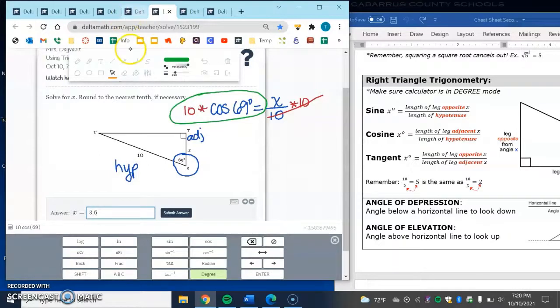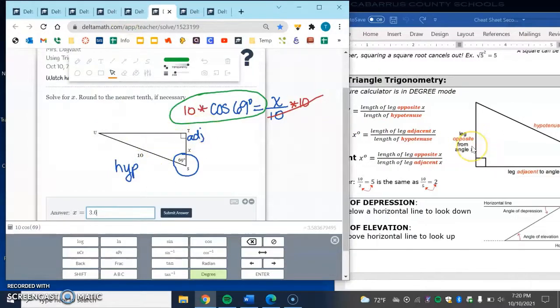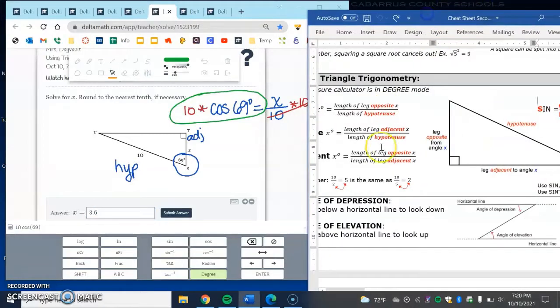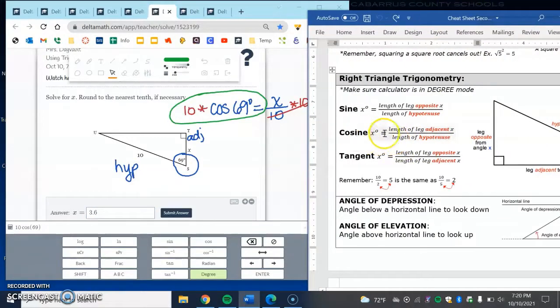So let's recap a little bit. What I needed to do first of all is figure out which parts of the triangle that this used. It used the adjacent and hypotenuse, so I used cosine. I set up this proportion.